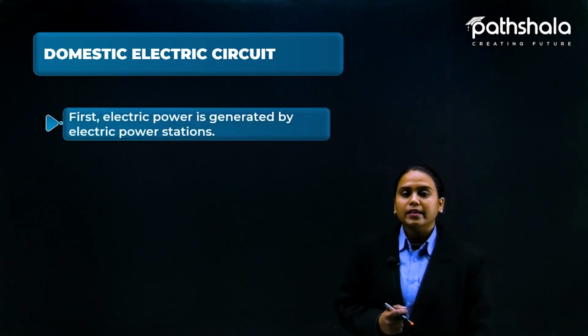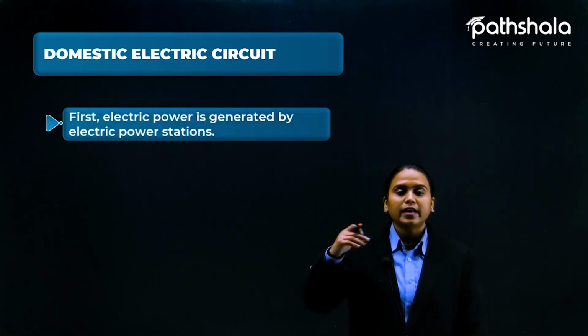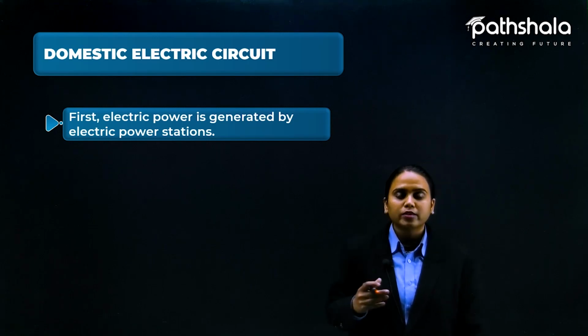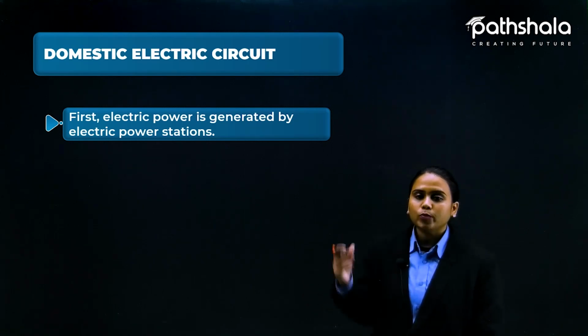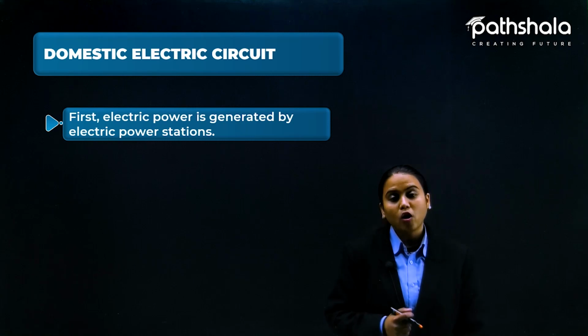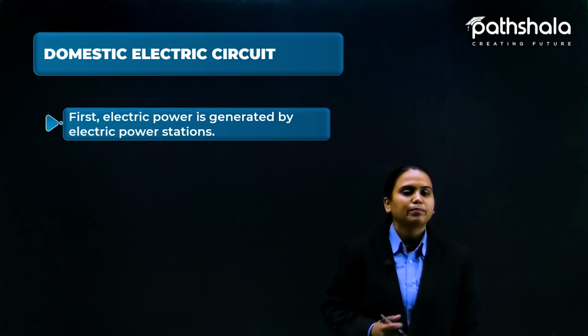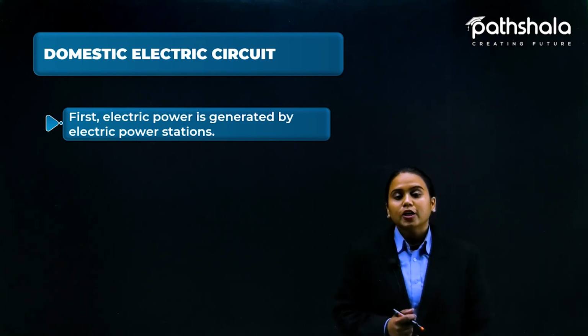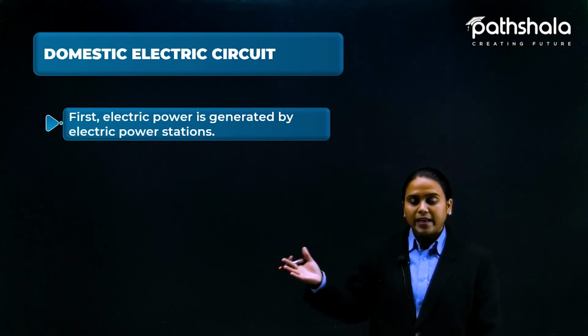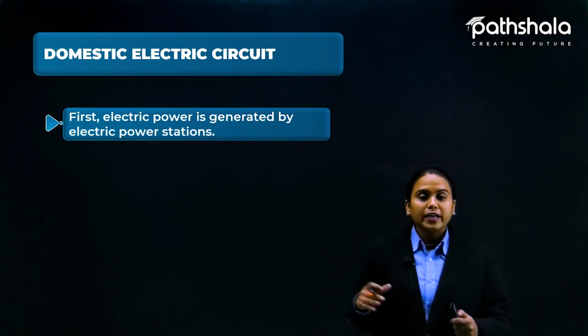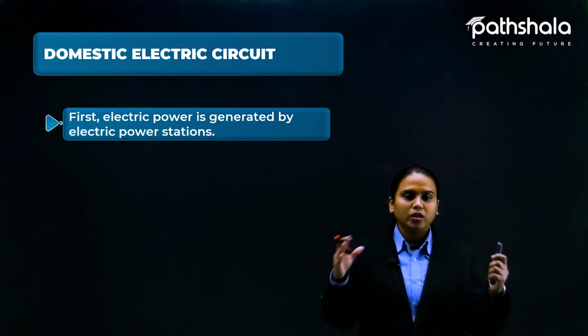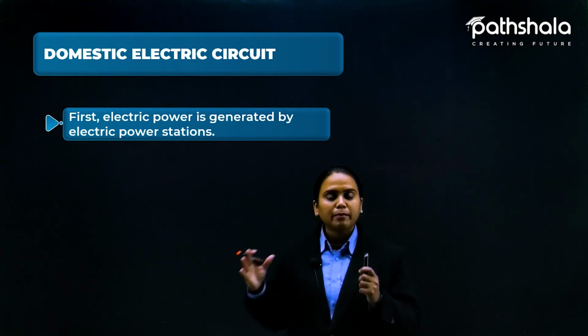Here we are seeing first how electricity gets generated and where it is generated. It is generated at power stations. We are going to see the pictures also right now. This is the basic place where we generate current in a very bulk amount.